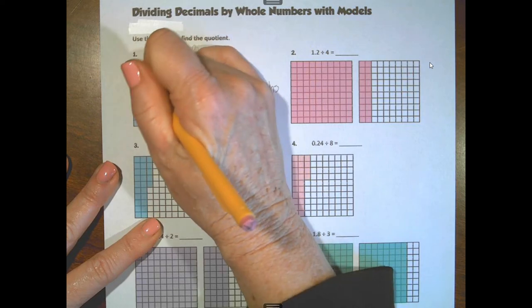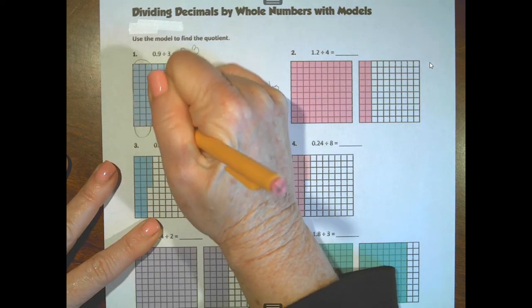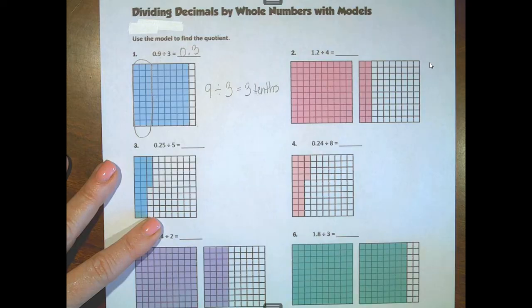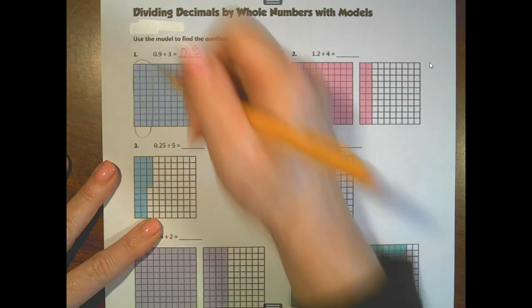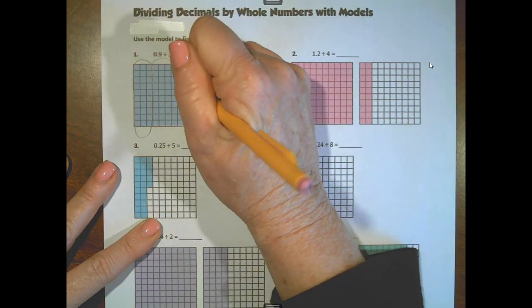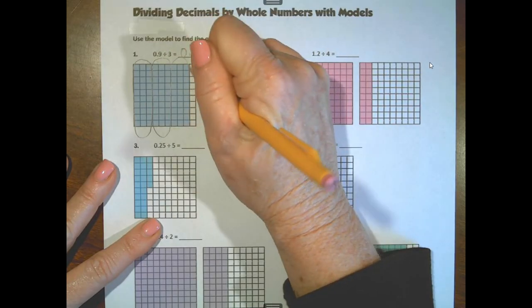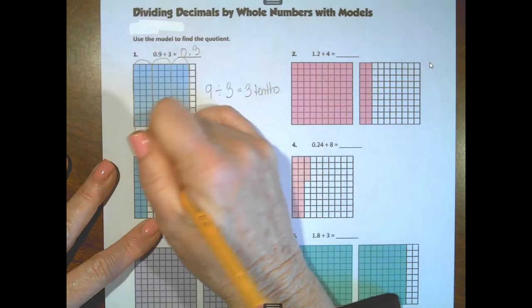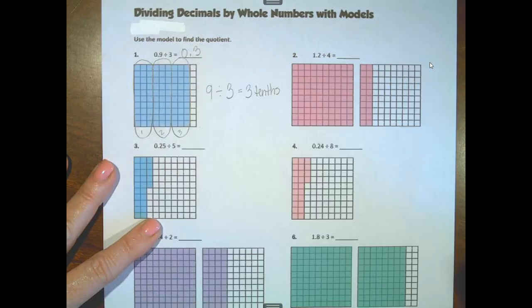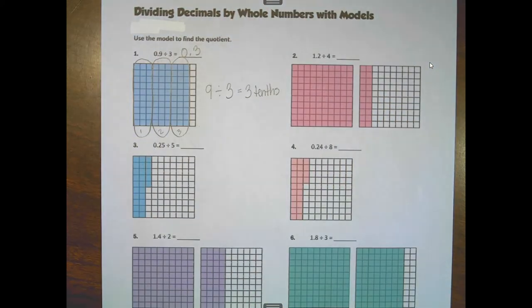So 3/10ths would be 3 columns, 30 hundredths or 3/10ths. Here would be our second group of 3/10ths. And right here would be our third group of 3/10ths. So you can see right here the 3 groups of 3/10ths. So yes, we're absolutely correct. All right, let's look at number 2.